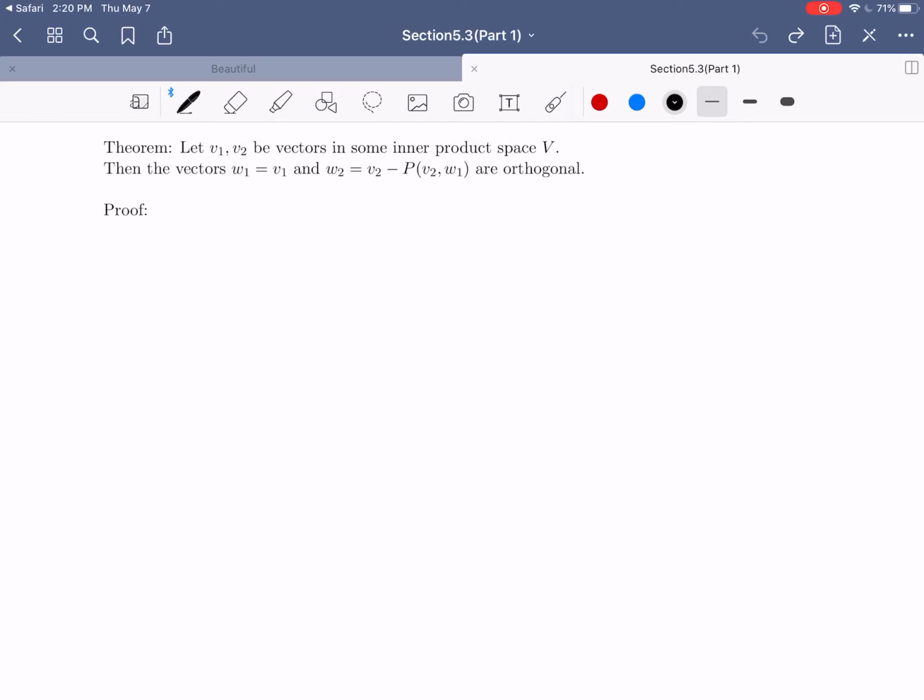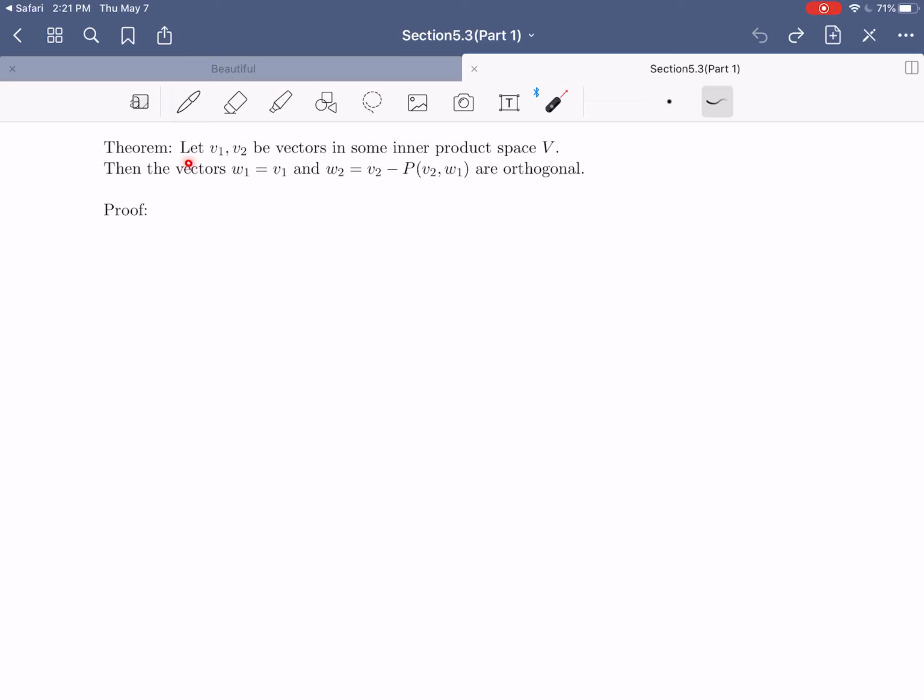But to start off, before we talk about the process of converting a normal basis into an orthogonal basis, we have a small little theorem. It should actually be considered a lemma. It basically sets up the process that we're going to be talking about on the next page. But let's go ahead and talk about this theorem first.